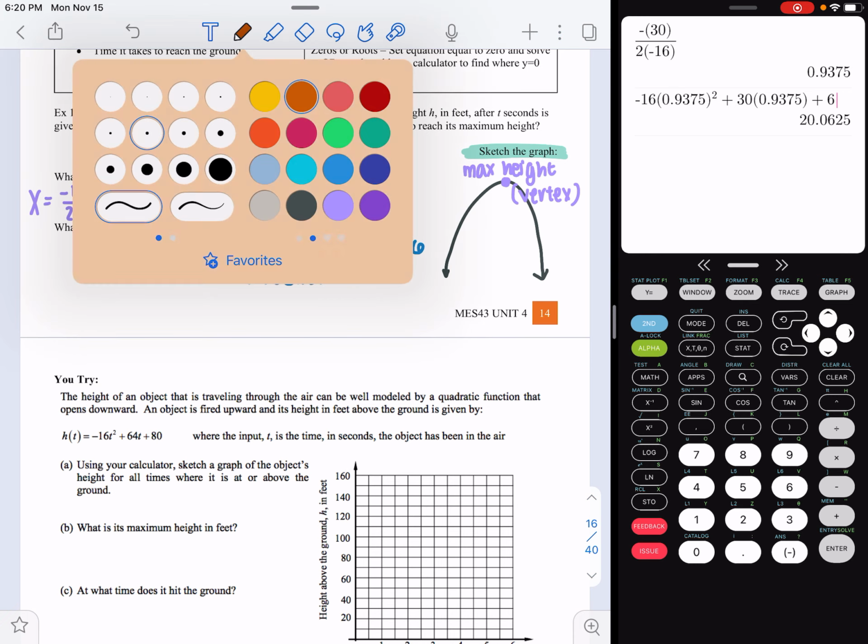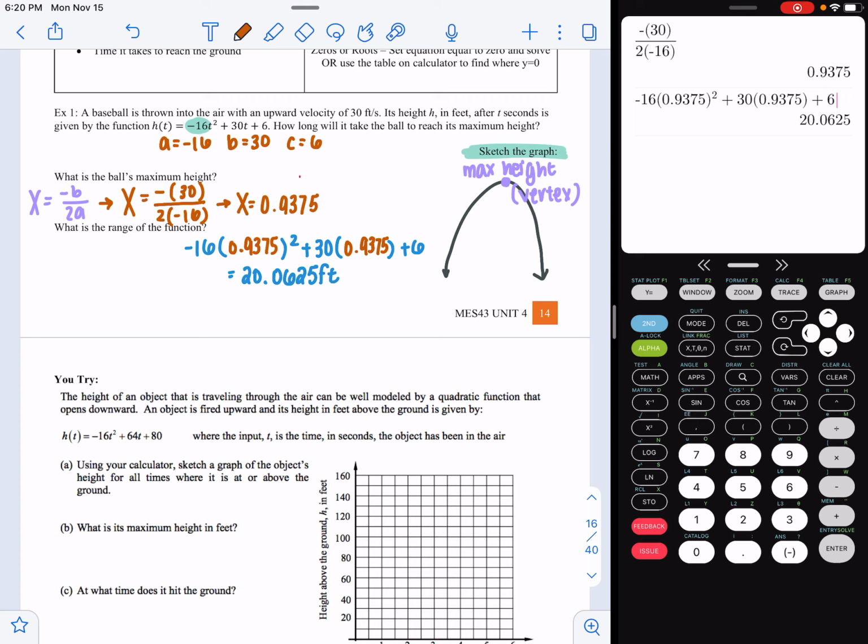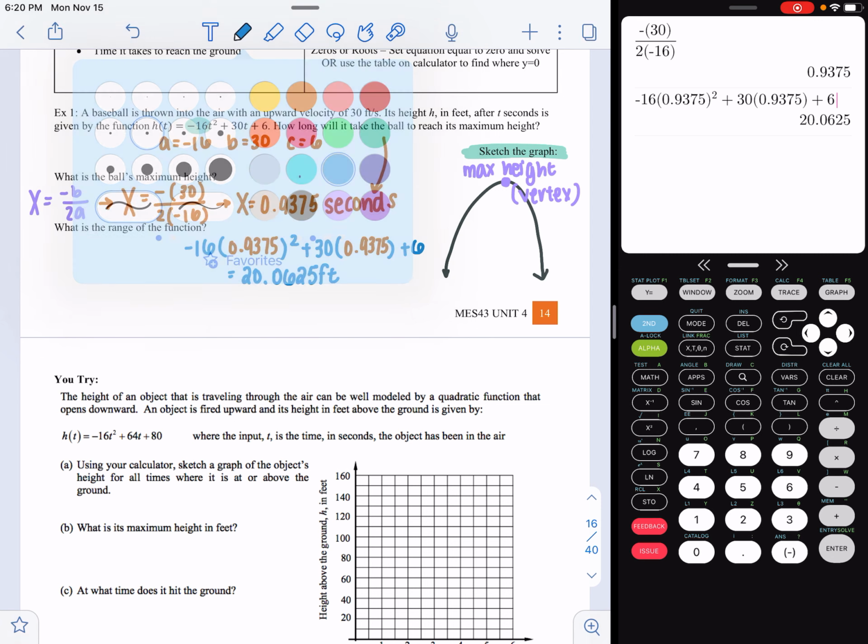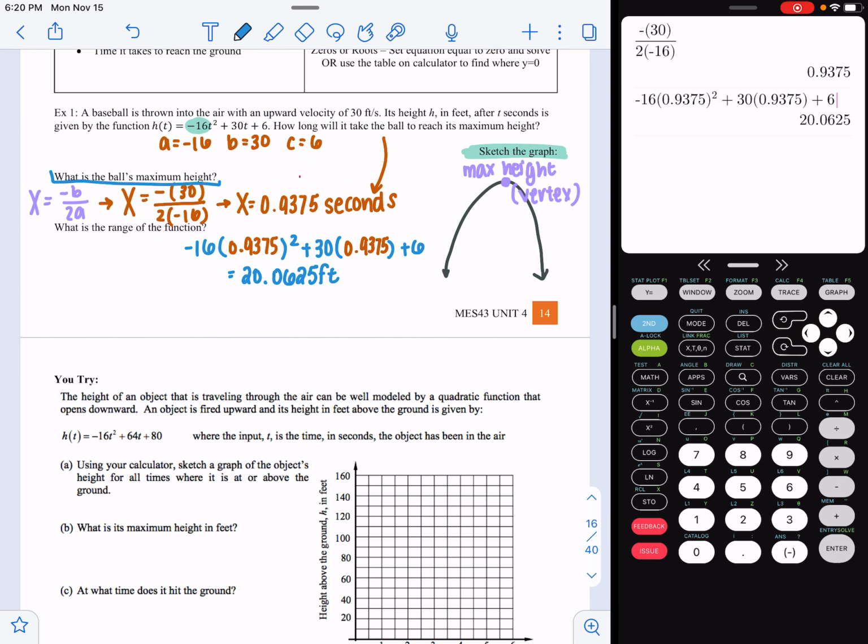When I solved for the axis of symmetry, I got the x value, which represents the seconds. This answers our first question, how long it took to reach its maximum height. Its actual maximum height is 20.0625 feet.